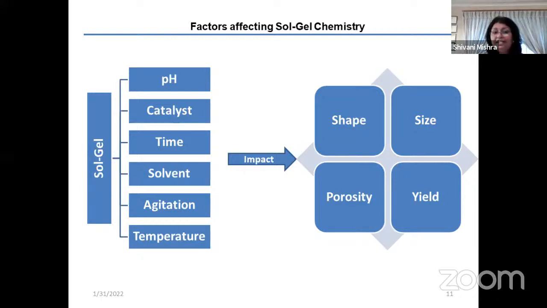Okay. Similarly, agitation, what is the speed of the reaction? Agitation is nothing but the speed of the reaction, and it goes with the temperature also, whether I'm using room temperature or some high temperature for my reaction. So these are a few factors that will have an impact on the overall production of the product.